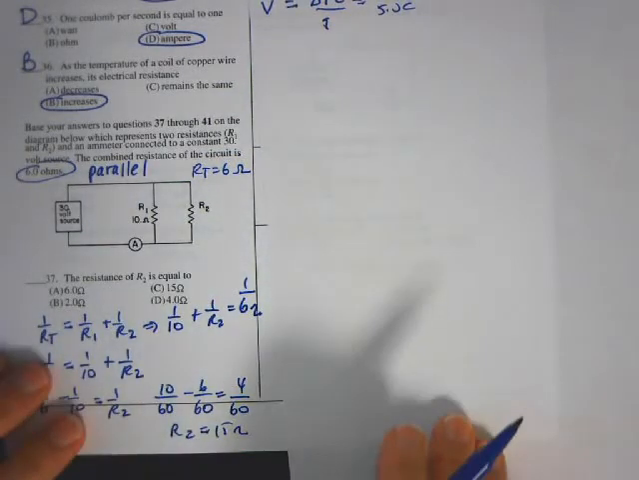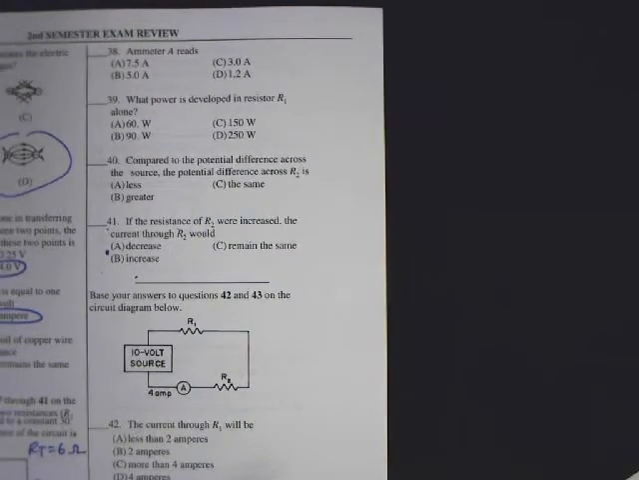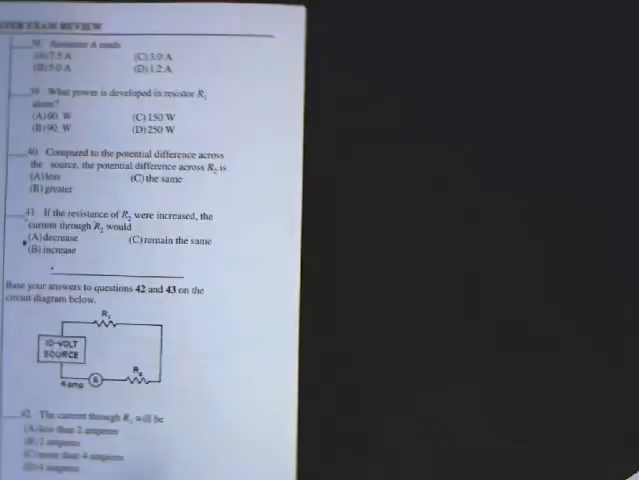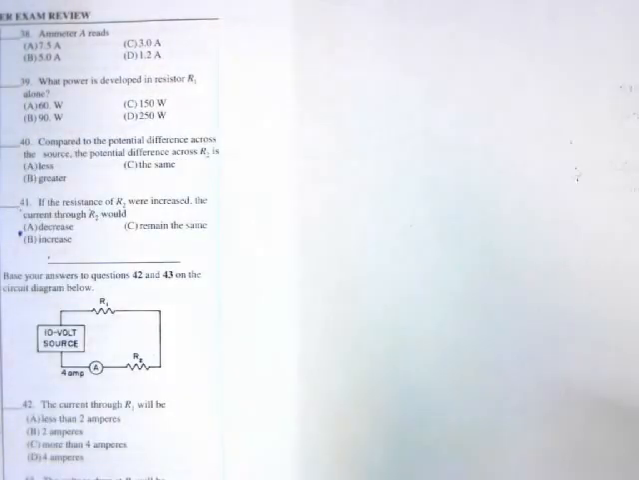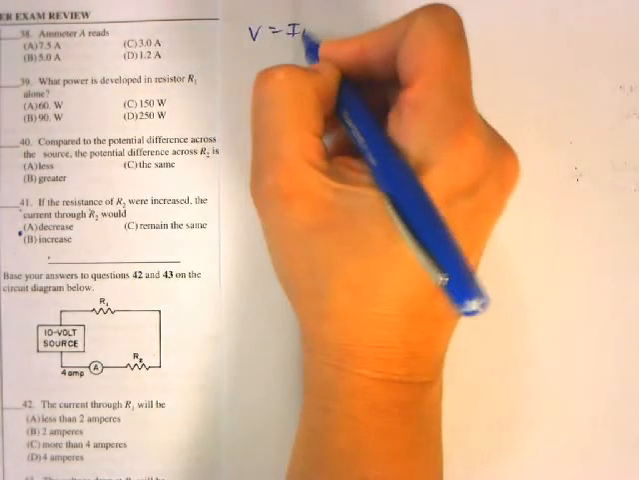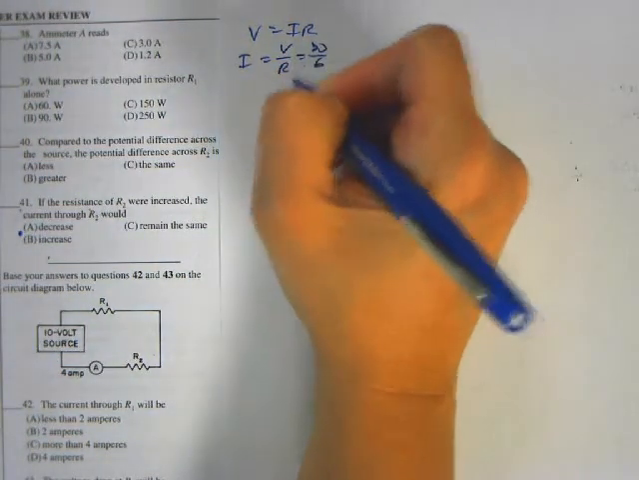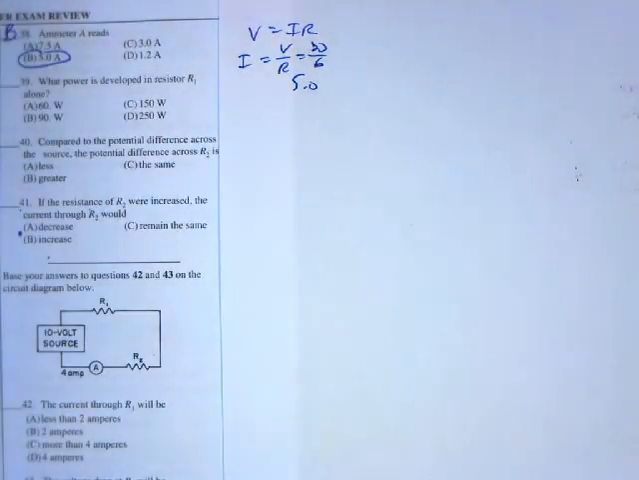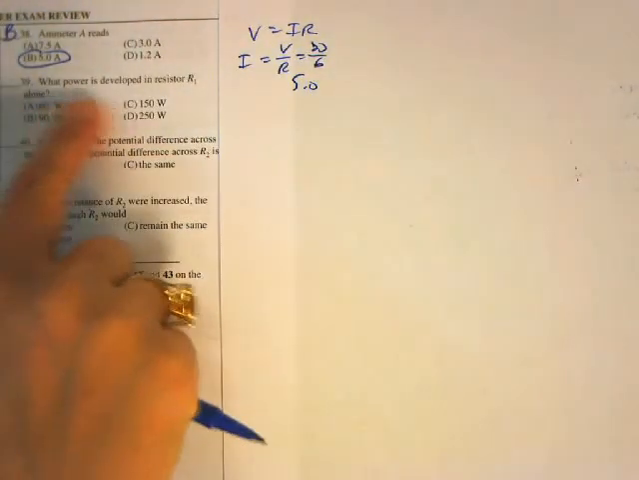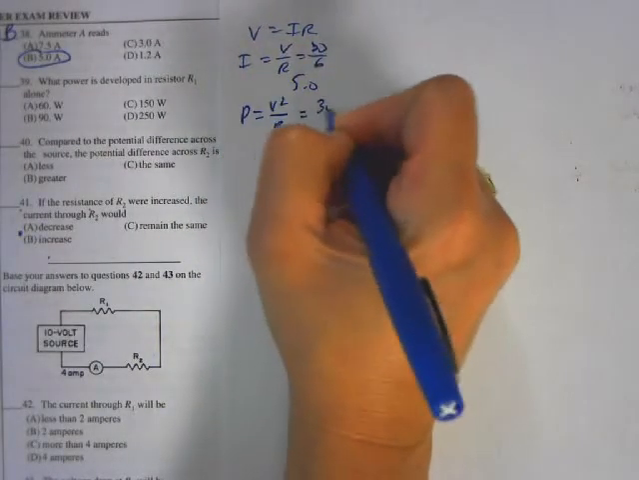Number 38. An ammeter reads... so now I'm going to use Ohm's law. V is equal to IR, so I is equal to V over R, so 30 divided by 6 is equal to 5. Most of the math for the circuits you can obviously do in your head. What is the power? Remember, power is equal to V squared over R, so it's just 30 squared divided by 10, so the power is 90.